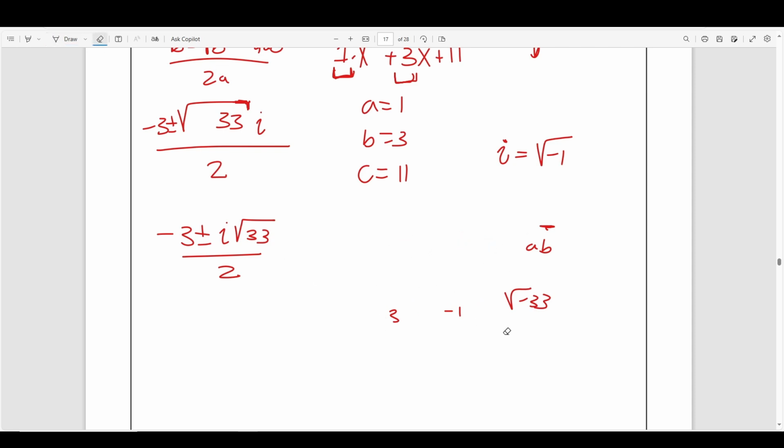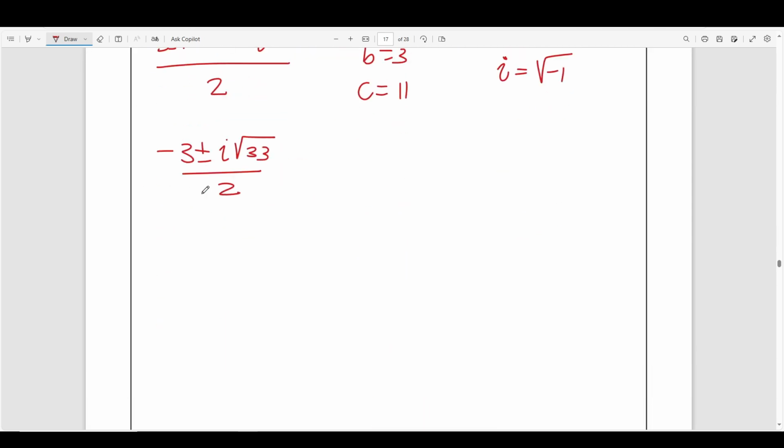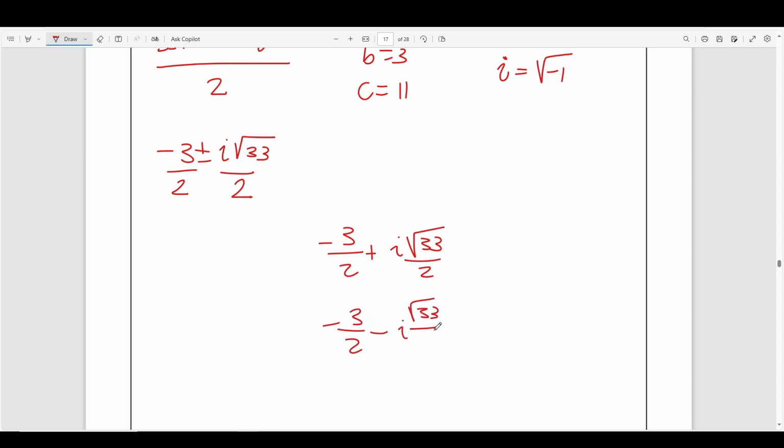Now, is this my answer? Also no, because I need to have a plus bi. So far, this is all one number. I need to split this up into a real number and an imaginary number. Luckily, whenever you're dividing by the same number, you can just split the fraction in the middle. So you can change this into negative 3 over 2 plus minus i radical 33 over 2. Or negative 3 over 2 plus i radical 33 over 2. And negative 3 over 2 minus i radical 33 over 2. That's all you needed to do for this problem.